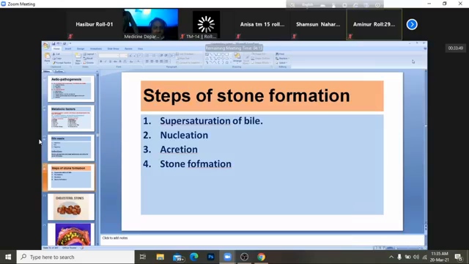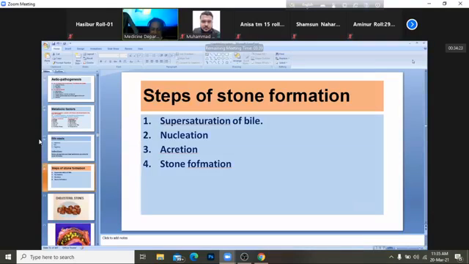So these are the steps of formation of the stone. First one is the supersaturation of the bile. That is, bile will be lithogenic in terms of formation of the stone. That is, there will be a disproportionate amount of cholesterol in relation to bile salt. Either there will be increased cholesterol or decreased bile salt. That is supersaturation of the bile.